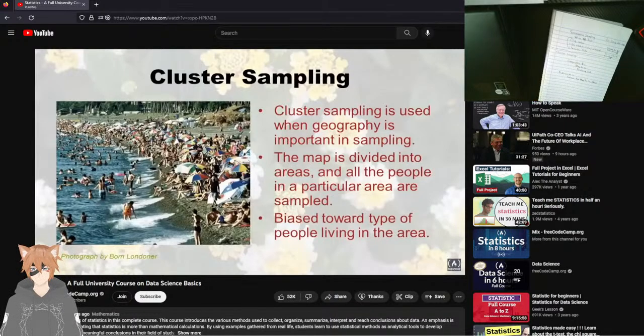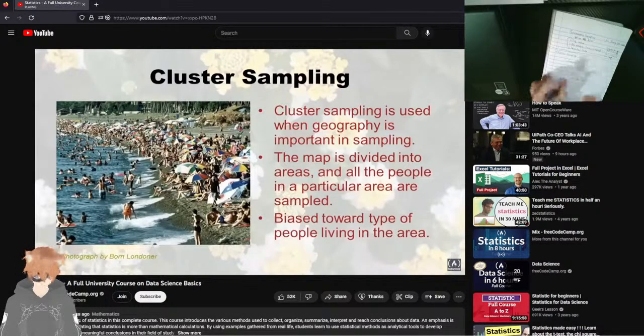And of course, it's biased towards the people living in the area. If you pick an area with a bunch of affluent people, you'll get affluent people. Pick an area with a bunch of immigrants, you'll get immigrants. And so, cluster sampling is not perfect, but you're kind of stuck with it in certain situations.